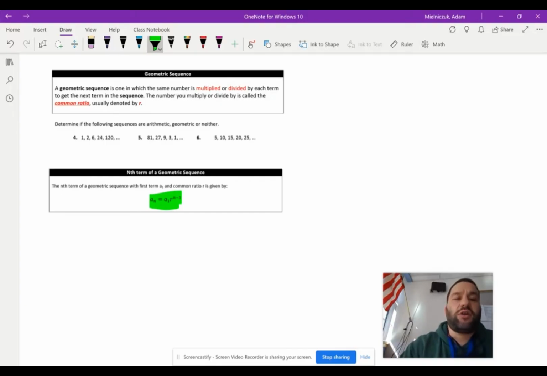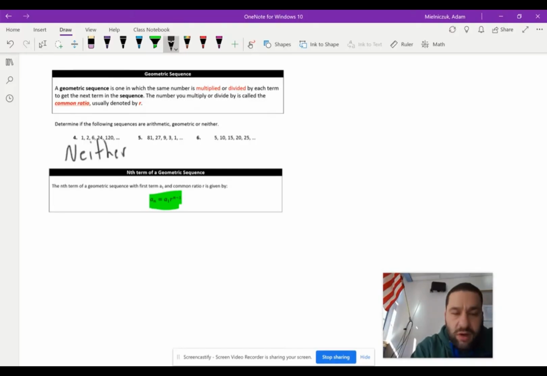So it says, determine if the following sequences are arithmetic, geometric, or neither. So always want to start with arithmetic and see if you can eliminate anything. In the first one, I'd have to add 2. 2 plus 2 doesn't give me 6, so I know it's not that. So now let's try multiplication. I could do 1 times 2 is 2, but 2 times 2 does not give me 6 again. Therefore, I know that this is neither.